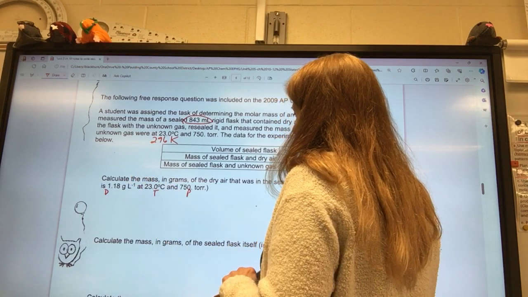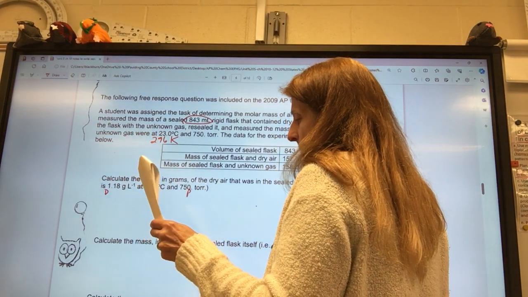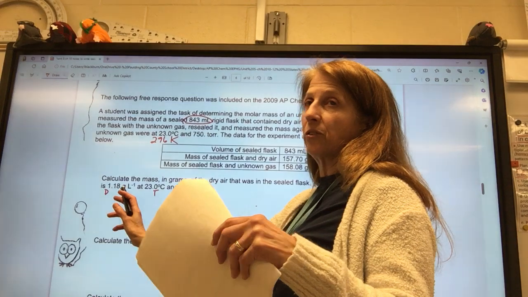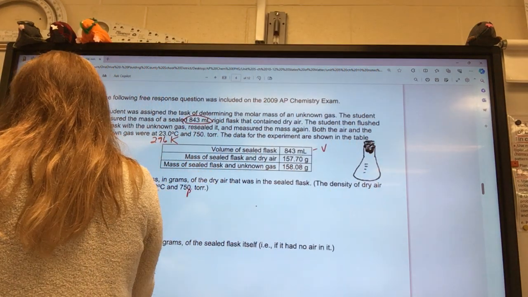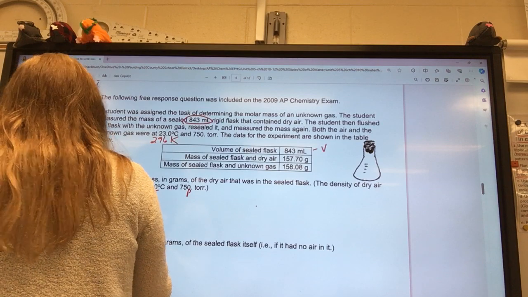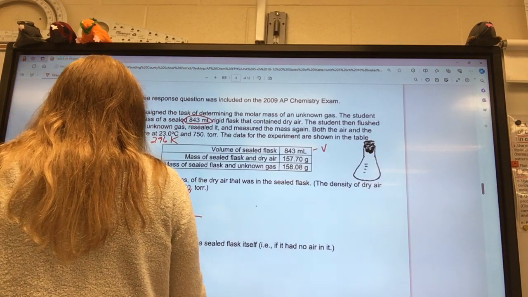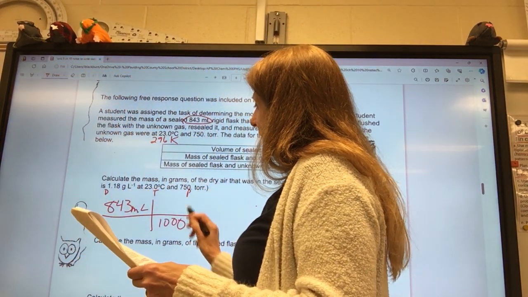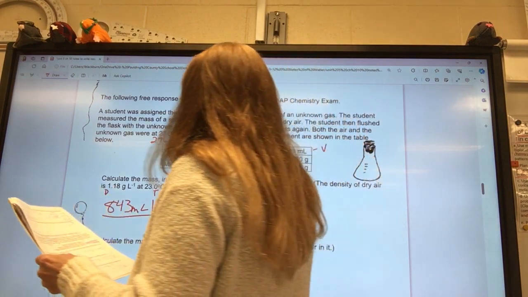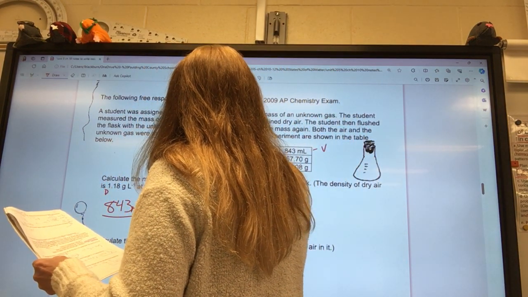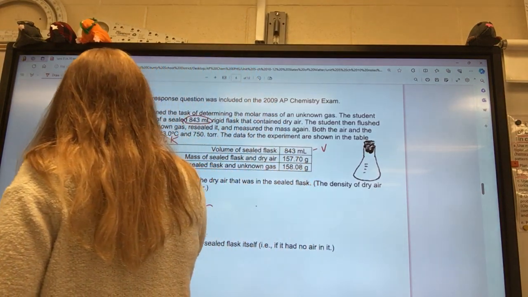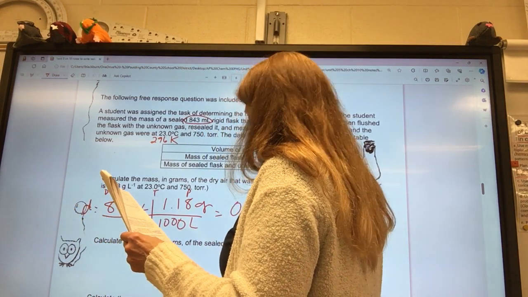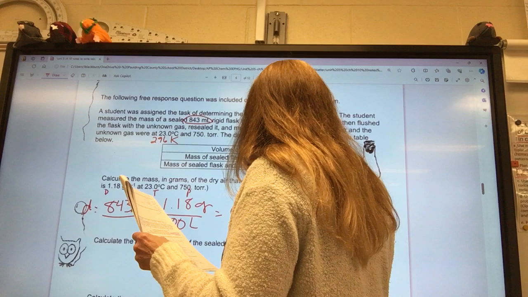So, first of all, what we should do is get the volume. We need to change this volume. It's in milliliters, and notice that's liters. So we need to change that. So we're going to start with 843 milliliters divided by 1,000, because there's 1,000 milliliters in a liter. But we want this to be the density. So we're going to put in the numerator our 1.18 grams. So our density is equal to this, and it's equal to 0.995 grams of air.